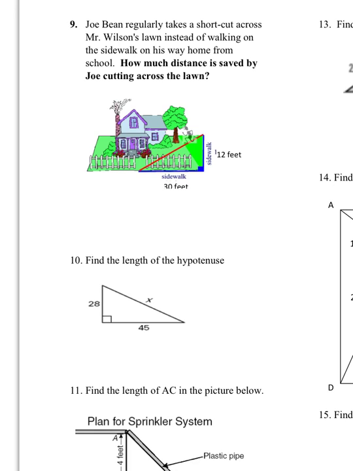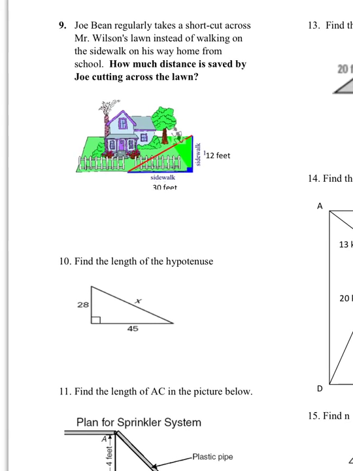All right, so this is page 2 or the back of your review, second video. Joe Bean regularly takes a shortcut across Mr. Wilson's lawn instead of walking on the sidewalk on his way home from school. How much distance is saved by Joe cutting across the lawn? So notice it's not just asking for the length of this line here across the yard. You actually have to know how much you save.